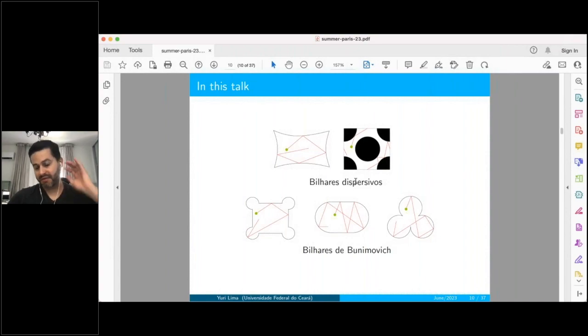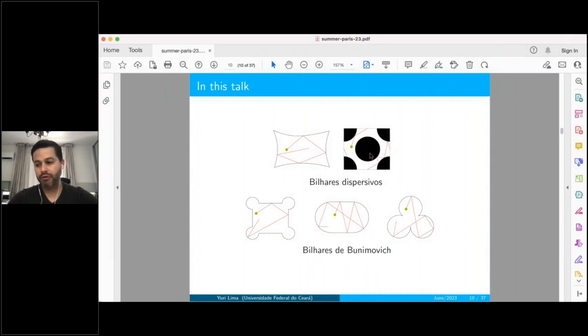Sorry, I had to keep some words here in Portuguese because these are pictures and it was very complicated for me to change these names in all the pictures that I have, so I kept the Portuguese ones. But what are the dispersing billiards? I'm going to focus on this first one, which is a kind of rectangle but with convex or concave sides. What are they? If you are inside the table and you look at the boundary, to someone observing the boundary from the inside of the table, it looks like a concave obstacle. Whenever you see this situation, you call the billiard dispersing. This is the case here in this left hand billiard table and also in this right hand billiard table.